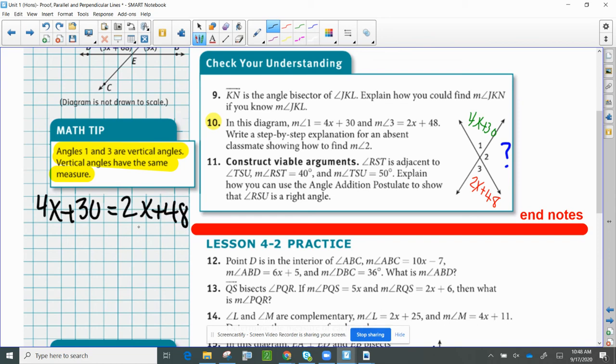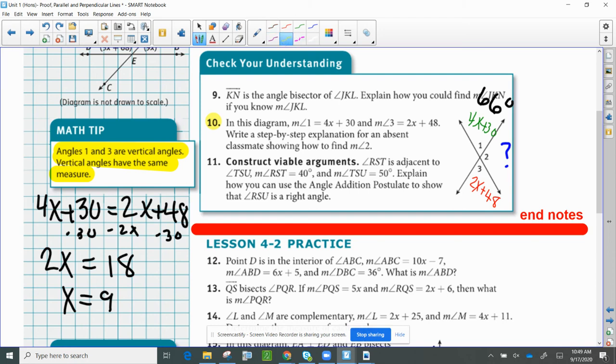If I move the 2x to the left side, that gives me 2x over here. If I subtract the 30 to the right side, that gives me 18. So I solved that pretty quick, but we should get that x is 9. Then we have a choice. If we know angle 1 or angle 3, it shouldn't matter. If I plug that in to angle 1, we have 4 times 9, that's 36, plus 30, will give me 66 degrees.